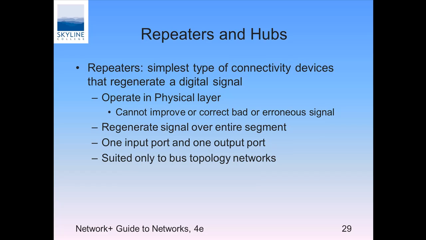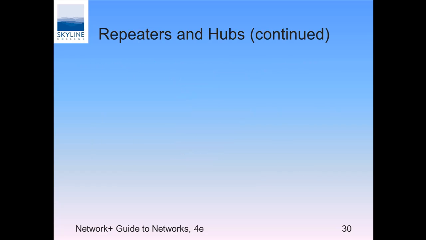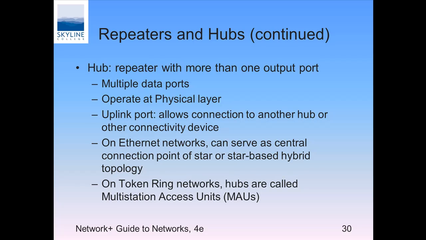So, hub, layer 1 device, collisions, true bus. How many collision domains do we have in a hub? One. That's why we have collisions. A hub is a repeater, with more than one output port, multiple data ports, and it operates at the physical layer.